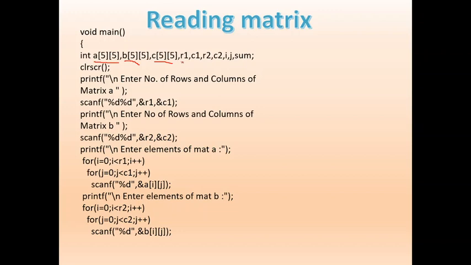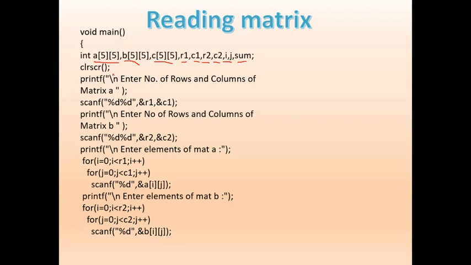Next ones represent the size: R1, C1, the number of rows and columns of the first matrix, and R2, C2, the number of rows and columns of the second matrix. i, j represent iterations. Sum is to represent the sum.